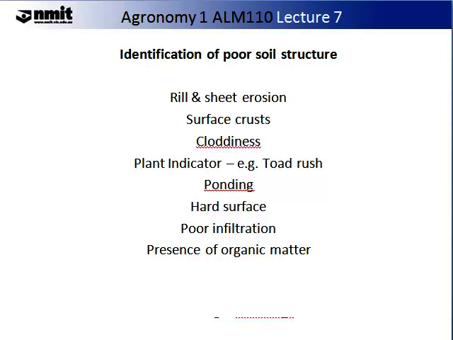Poor infiltration may result after the first rains. This is when, after the first rains after a dry spell, water does not infiltrate into the soil very far. And finally, the presence of organic matter. Soils tend to be brighter and paler in colour when they do not have much organic matter. When there is a large concentration of organic matter, the soils tend to be dark.